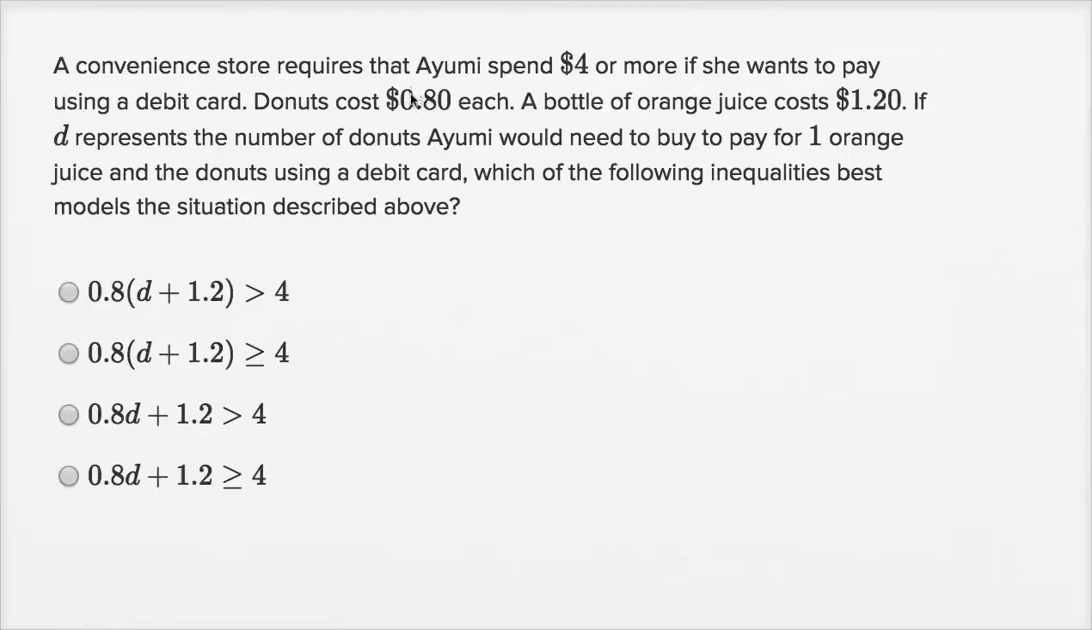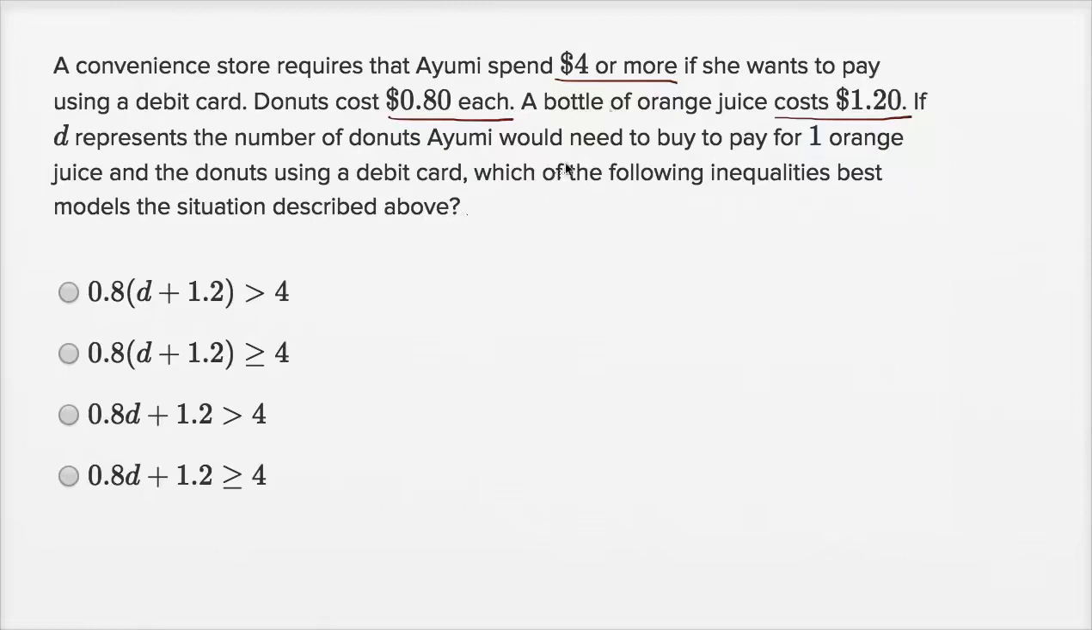A convenience store requires that Ayumi spend $4 or more if she wants to pay using a debit card. Donuts each cost 80 cents, or 80 cents each. A bottle of orange juice costs $1.20. If D represents the number of donuts Ayumi would need to pay for one orange juice and the donuts using a debit card, which of the following inequalities best models the situation described above?